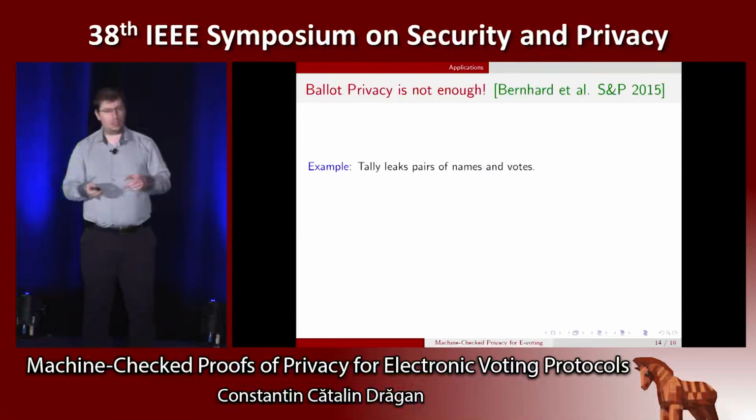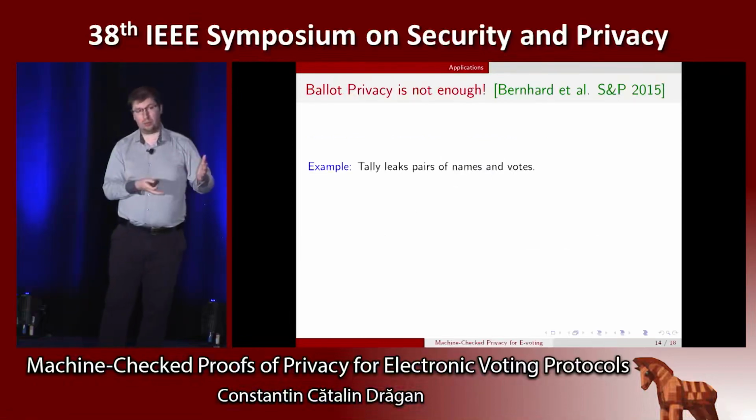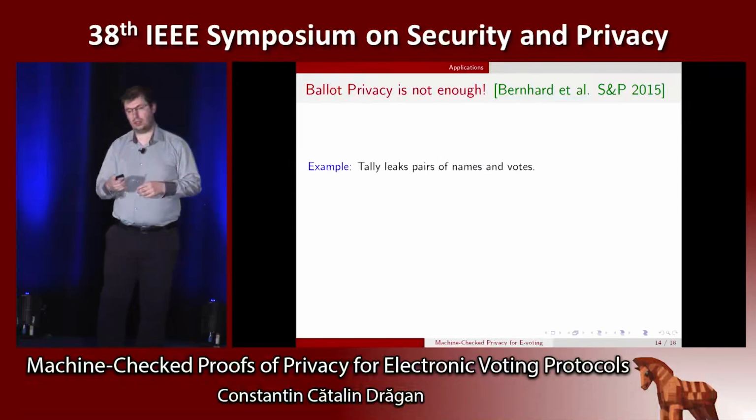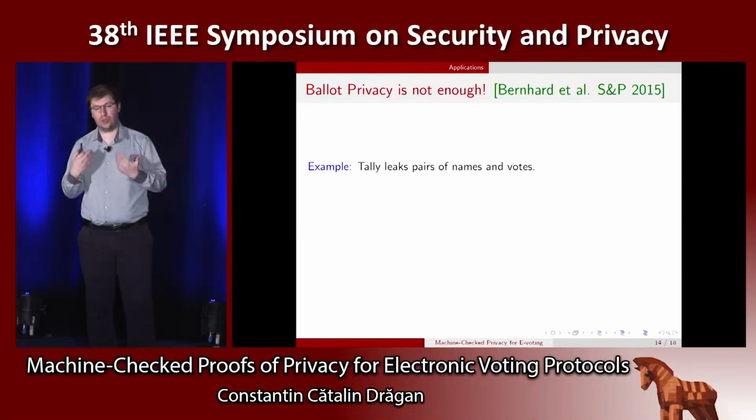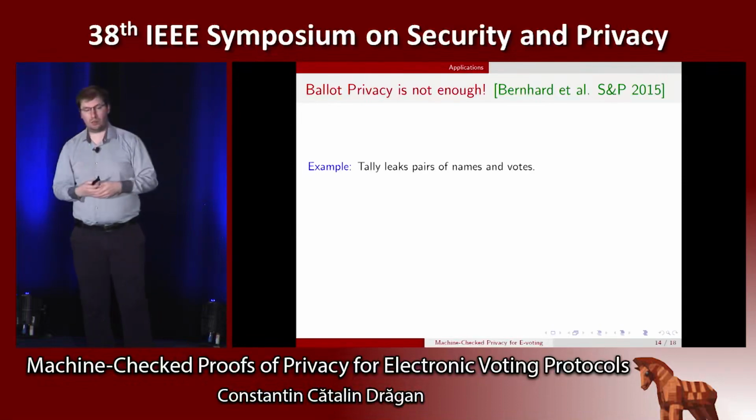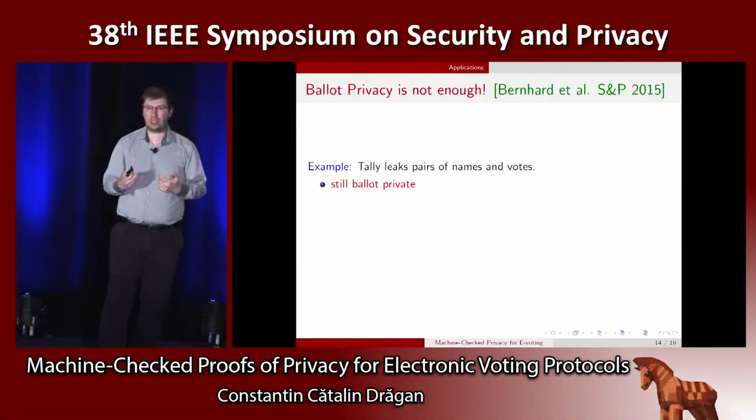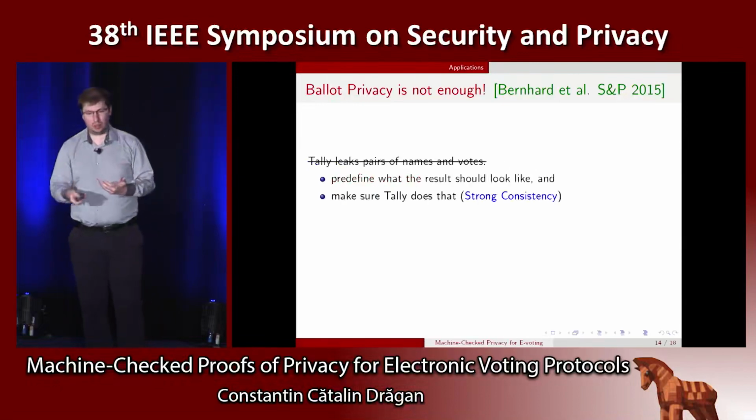Okay. Now, as I mentioned, ballot privacy is our main contribution and our main result, but also in the initial paper, it has been shown that ballot privacy is not enough to satisfy privacy. The intuition is that ballot privacy looks at how the ballot is composed. But what if the tally algorithm gives you a list of names and results? This is still ballot private, but it's not something that we want to say is private. So one solution is predefining what the result will be and enforcing the tally algorithm to do that. That is called strong consistency.